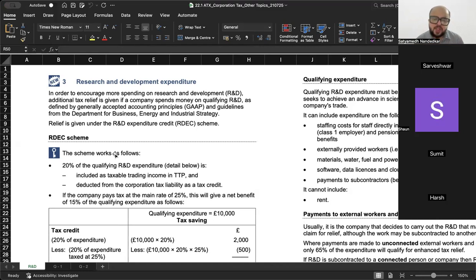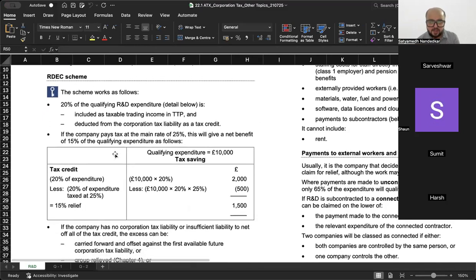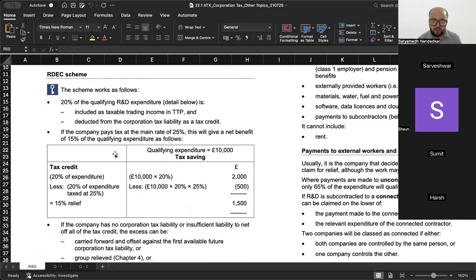is given if a company spends money on qualifying R&D as defined by generally accepted accounting principles and guidelines from the government. Relief is given under the R&D expenditure credit scheme. How does the scheme work? You calculate the 20% of qualifying R&D.